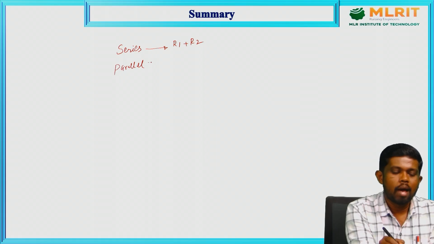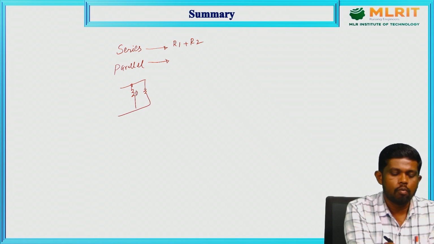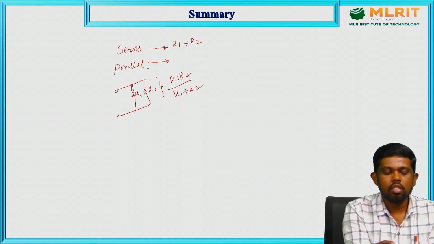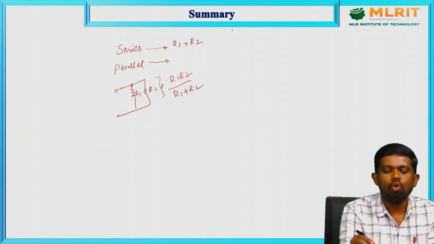Coming to the parallel connection, two elements are arranged in parallel like this: one element R1 and the other R2. Based on the proof, the effective resistance is R1 into R2 upon R1 plus R2. So this is the series and parallel connection. After that we also went through the current and voltage division rules.